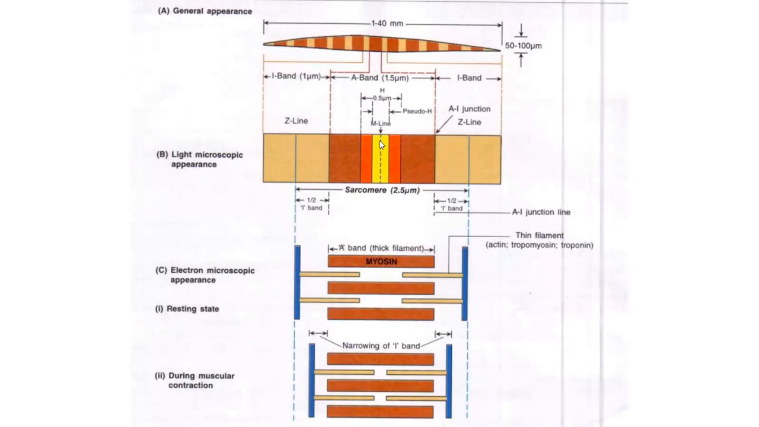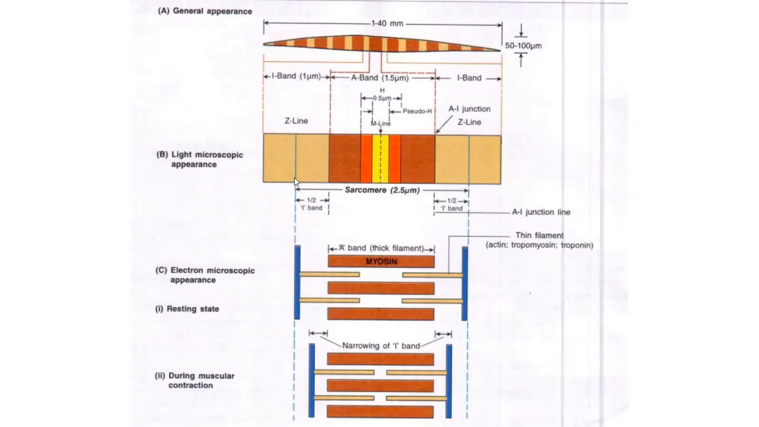Now you see, right in the center of the A band, we have the H band. From this line to this line is the H band. It appears a little bit lighter than the rest of the A band, hence H band. Right in the center, we have an M line, and on either side of the M line, we have a slightly lighter zone called the pseudo H band. And this is the I band, and right in the center of the I band, we have the Z line.